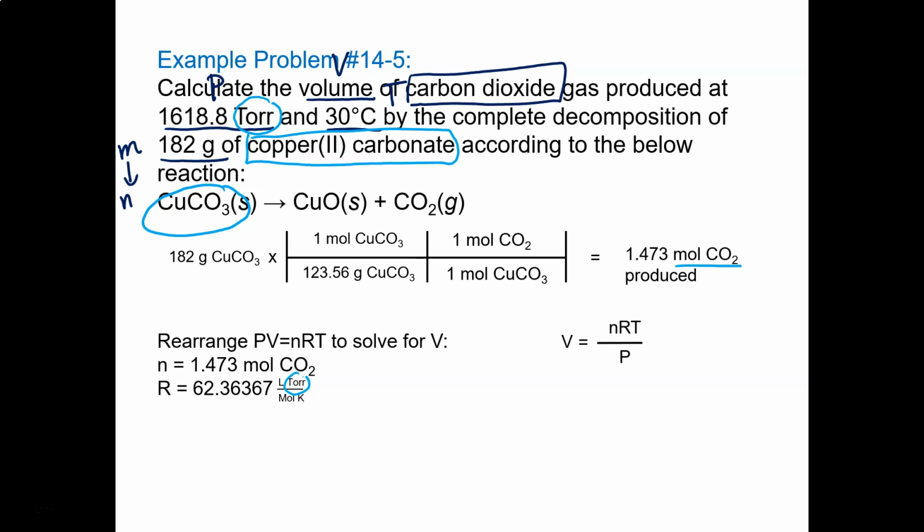Now then, what is our T? T is 30 degrees Celsius converted to Kelvin. And lastly, what is my P? So P is 1618.8 torr. And lastly, my missing variable, which is volume of carbon dioxide. You are going to plug all of this into the calculator. So go ahead and do that now.